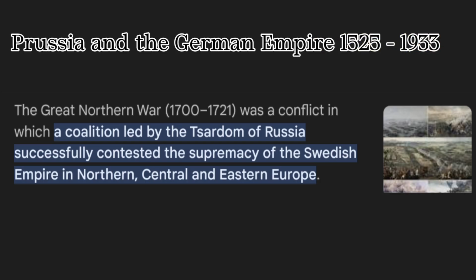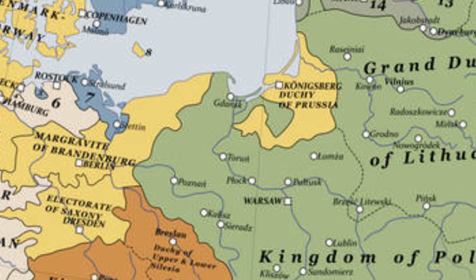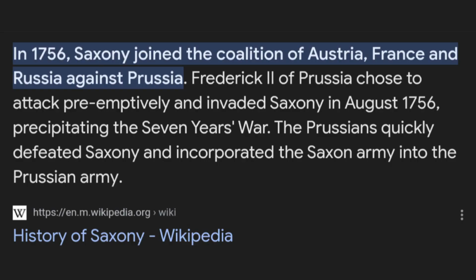During the Great Northern War, the Kingdom of Prussia invaded and conquered Swedish Pomerania, which was then successfully incorporated into mainland Prussia. Prussia invaded the electorate of Saxony in the 7 Years' War due to their alliance with Austria. Saxony fell to the Prussians in a matter of months, marking the end of the Saxon electorate.